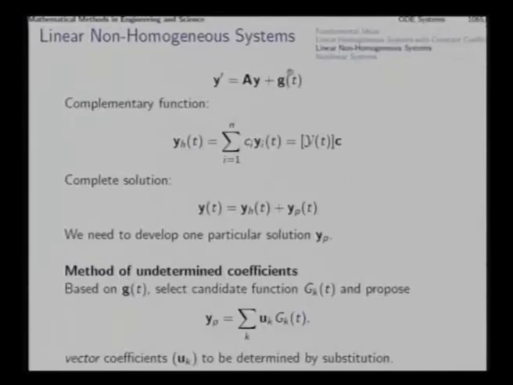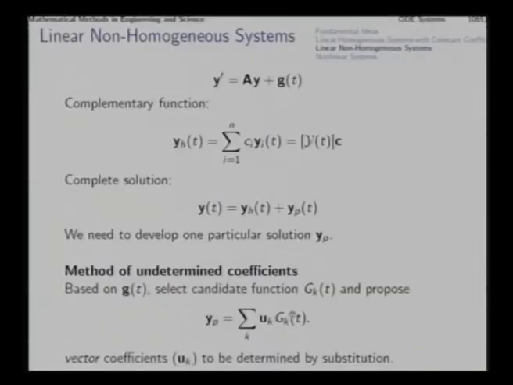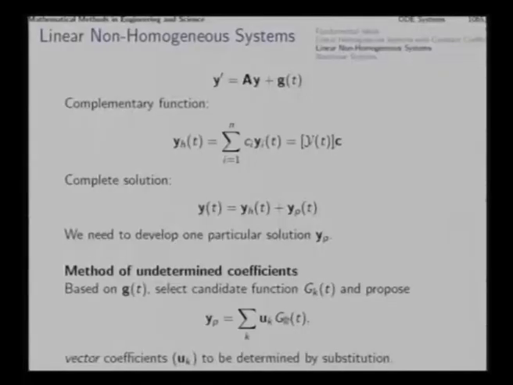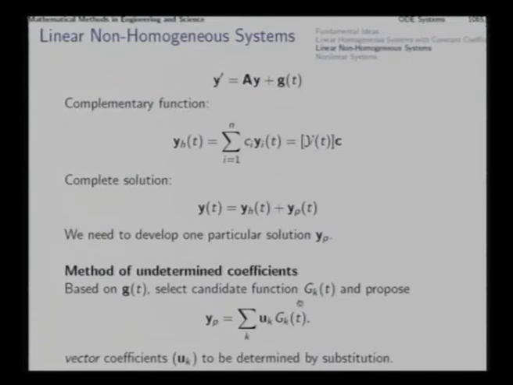Now, note that if it happens that g(t), this function, has a polynomial in one of the entries, an exponential function in another, a sine function in the third, then as the proposal for the particular solution, we need to include all of them: a polynomial, a sinusoid, a combination of sine and cos, and an exponential. All of these we need to include, not only for that particular component of y, but for all of them. That is why this vector is general. So, those particular types of candidate functions will appear here, and unknown vectors will be put here.